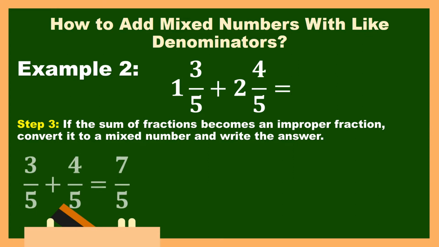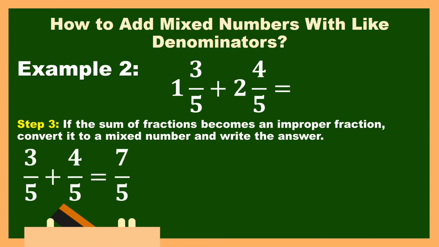So, 7 over 5 is an improper fraction, meaning we will convert it to a mixed number. To convert it to a mixed number, we will use the numerator 7 as our dividend, and the denominator 5 will be our divisor. So, 7 divided by 5 is equal to 1, and multiply the result to the divisor, which is 5.